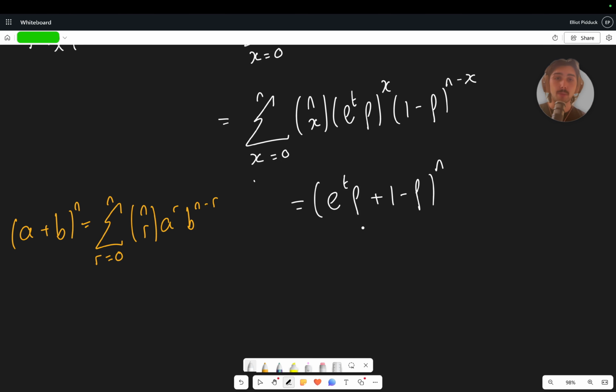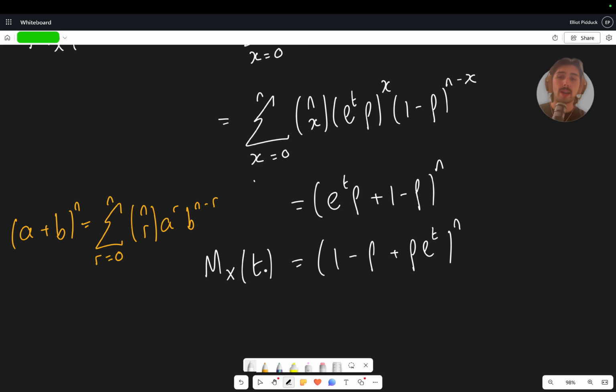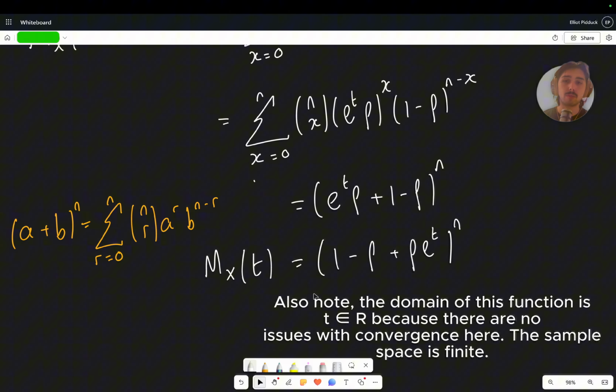And this is the moment generating function for a binomial random variable. Typically, it's a bit nicer to write it as 1 minus p plus p e to the t, so just moving the terms around a little bit there. But this is how I would write my final answer. So this is the moment generating function for a binomially distributed random variable with parameters n and p.